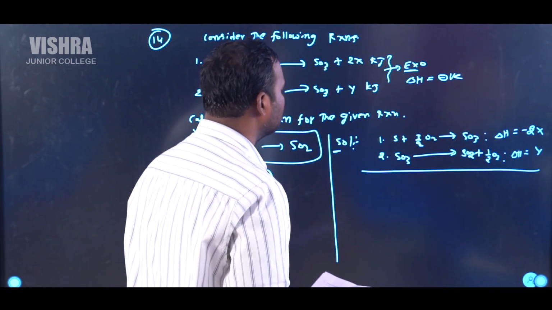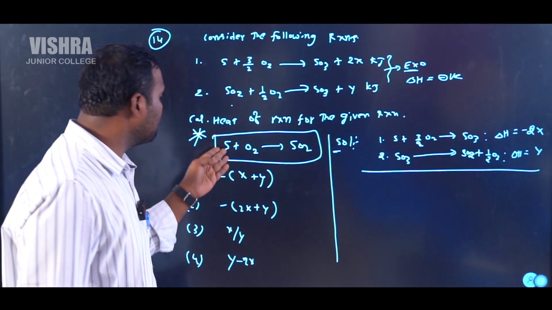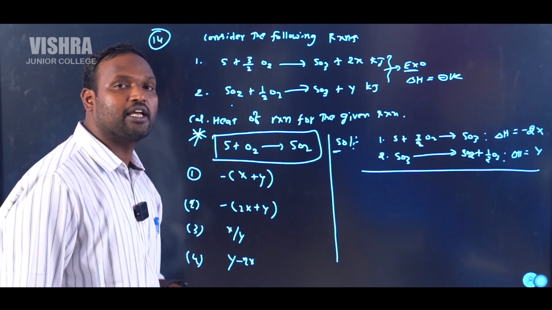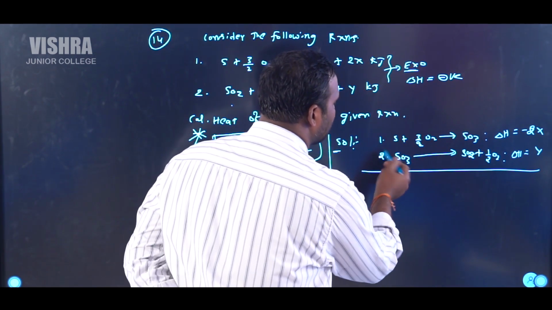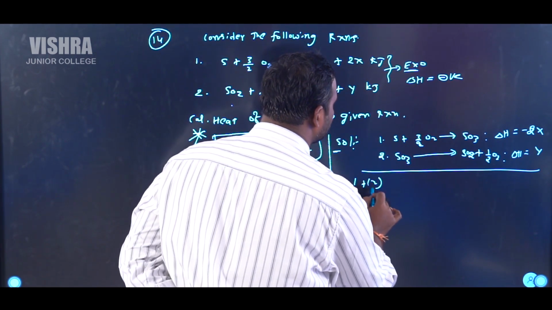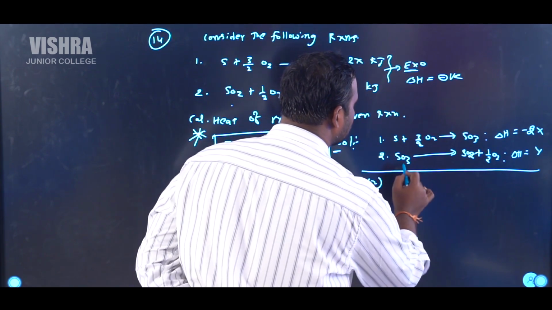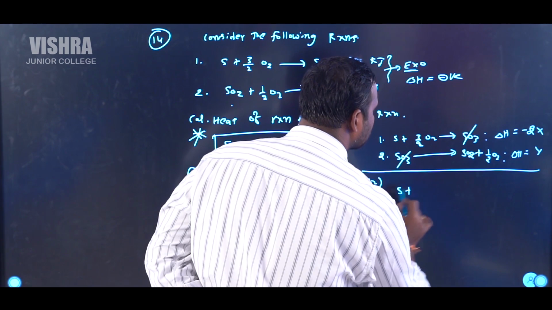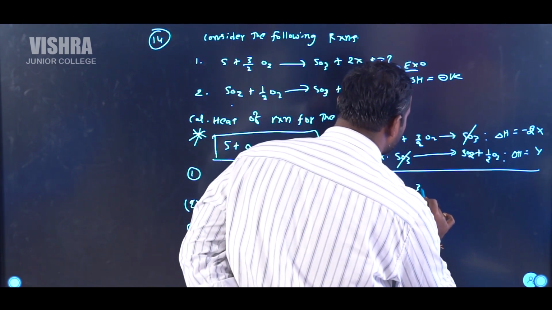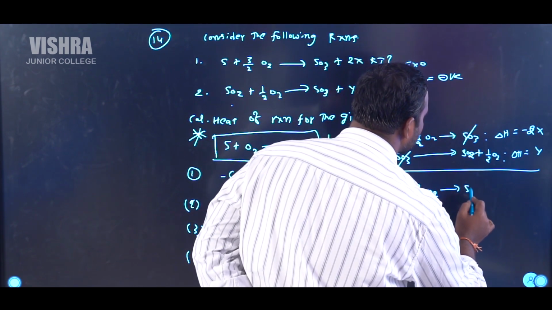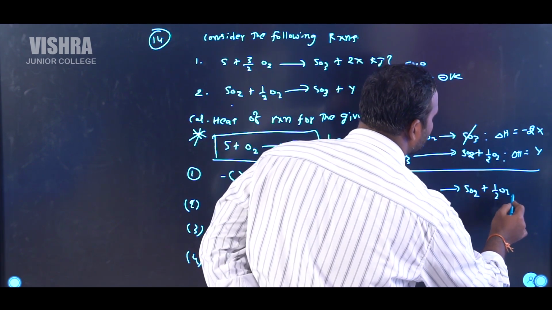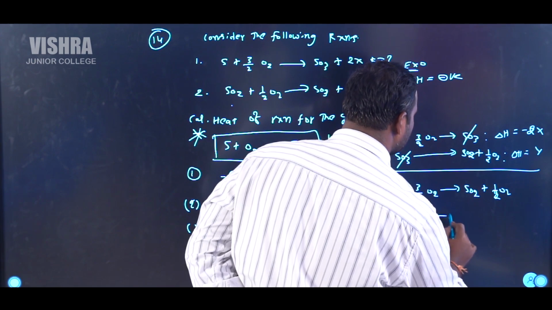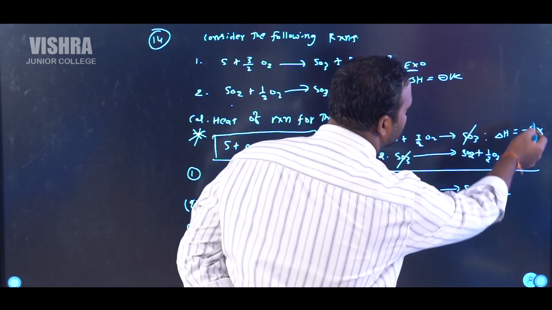Suppose in this case we have to find the heat of S plus O2 gives SO2. If we add these two equations, then we can get this equation. If you do 1 plus 2, then SO3 cancels, so S plus 3 by 2 O2 gives SO2 plus half O2. So that is nothing but S plus O2 gives SO2.